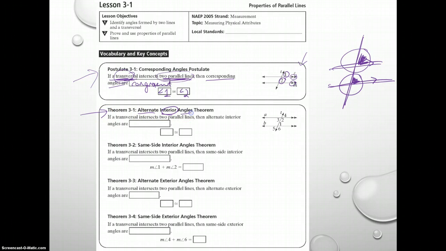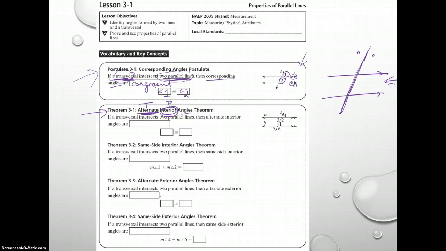alternate interior angles. This means that we've got two parallel lines cut by a transversal, and now the word alternate is our hint about where these angles are located in relationship to the transversal, and interior is our clue about where the angles are located in relation to the parallel lines. If I'm alternate, that means I've got one angle on one side of the transversal, and the other angle is going to be on the other side of the transversal. And if I've got interior angles, then they're going to be on the inside, in between the two parallel lines.